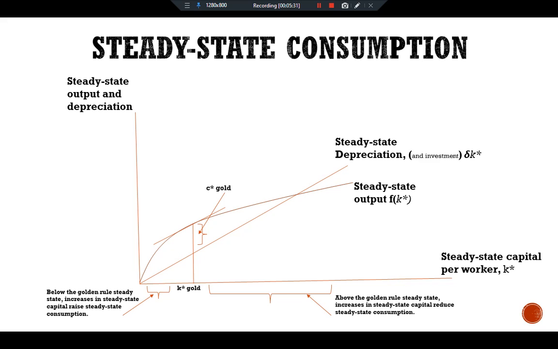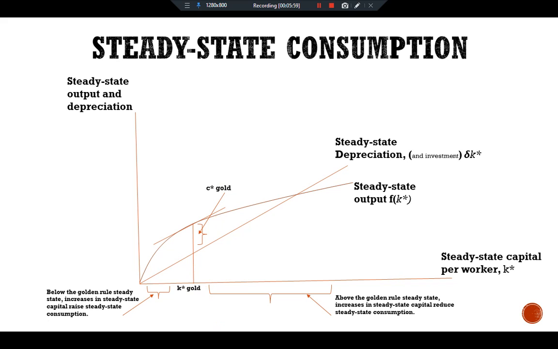So this graph presents steady state output and steady state depreciation as a function of steady state capital. Steady state consumption is the gap between output and depreciation. This figure shows that there is only one level of golden rule capital, k*gold, that maximizes consumption.